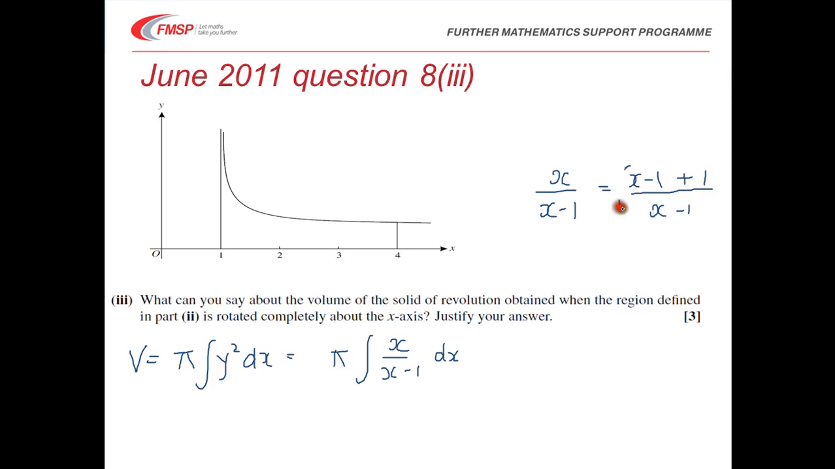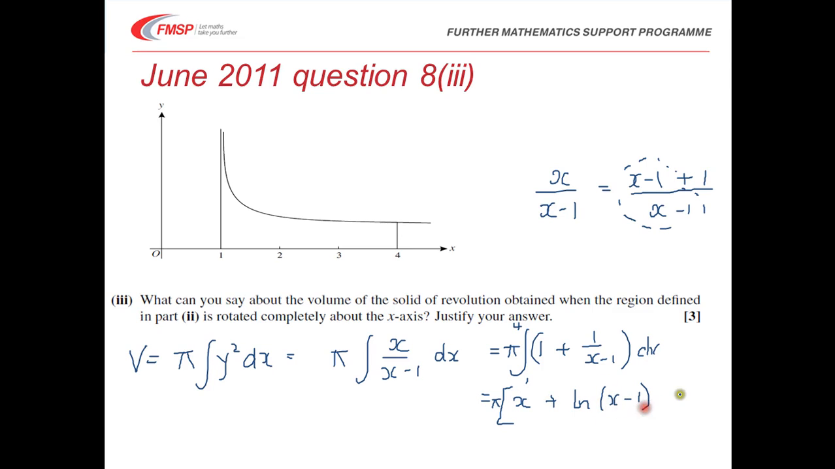So we end up with a 1 plus 1 over x minus 1. So what we end up with is we're integrating pi times the integral of 1 plus 1 over x minus 1, and we're actually integrating all of that. And again, we're integrating between 1 and 4. So of course, if we do that, then we'll get an x here, and when we integrate 1 over x minus 1, we're going to get log of x minus 1.